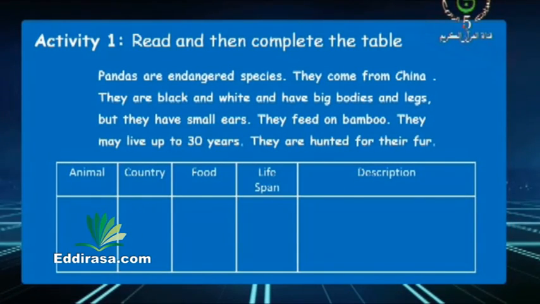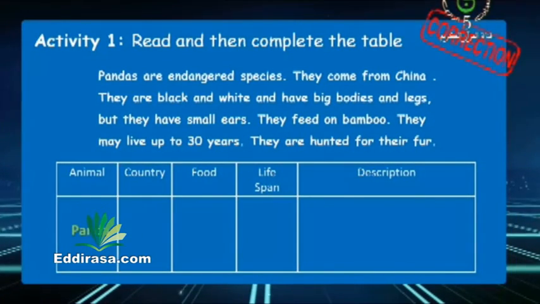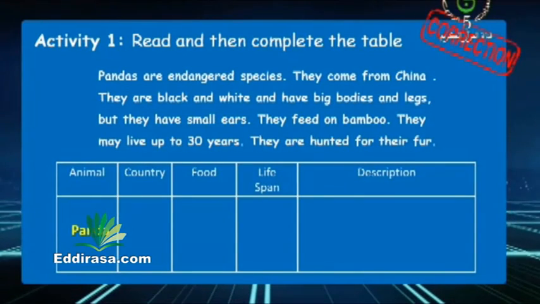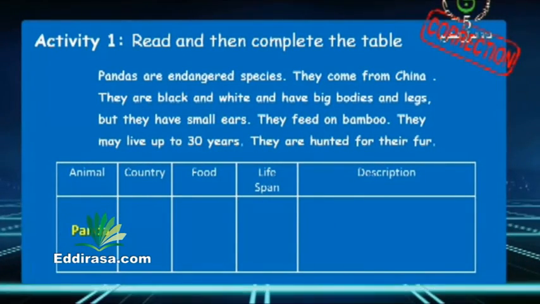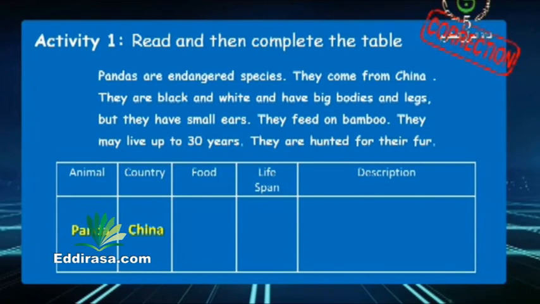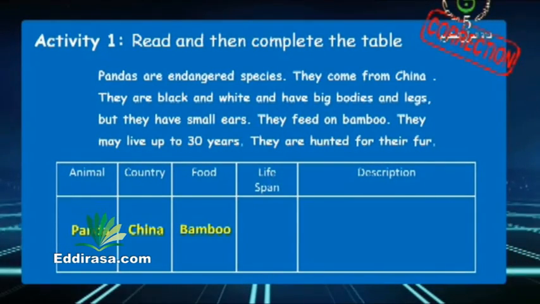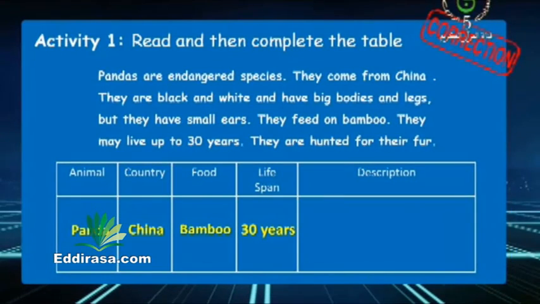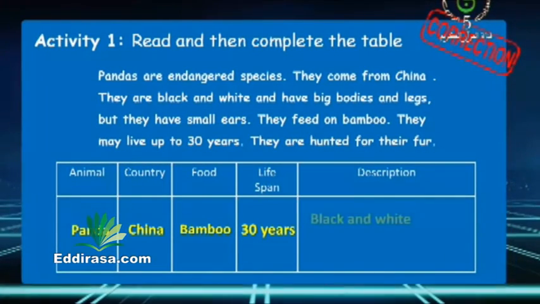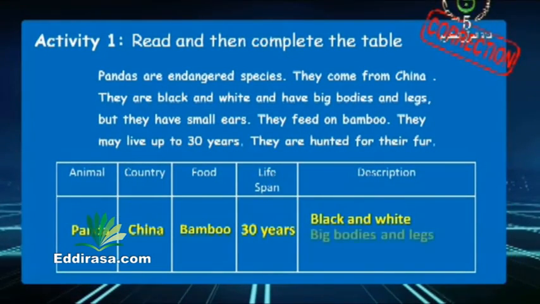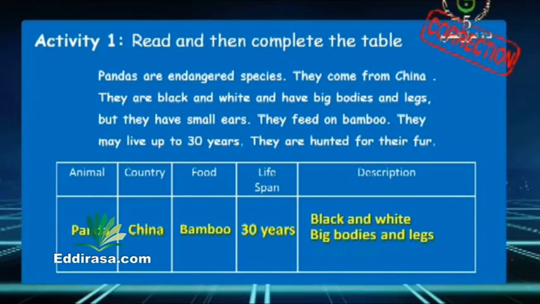So for the animal, I'm sure that you got it right. It's the panda. Its origin, where is it from? From China. What does it feed on? Of course, here it is bamboo. And how long can this animal live? Here it is 30 years. For description, you have black and white, big bodies and legs, small ears.